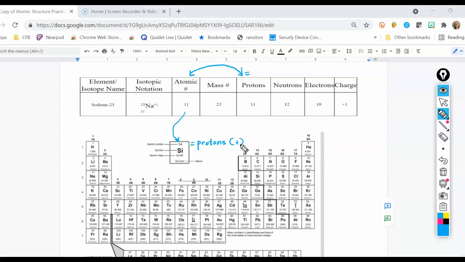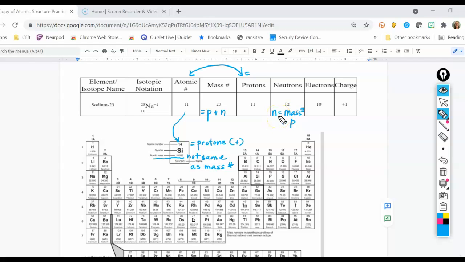We also need to understand that our mass number is not the same as our atomic mass. That's because the atomic mass is an average of all the isotopes found in nature. The mass number is equal to the protons plus the neutrons. So that's going to be our mass number. Now, that means that we can find neutrons by taking the mass number and subtracting the number of protons, and that's going to give us our number of neutrons.